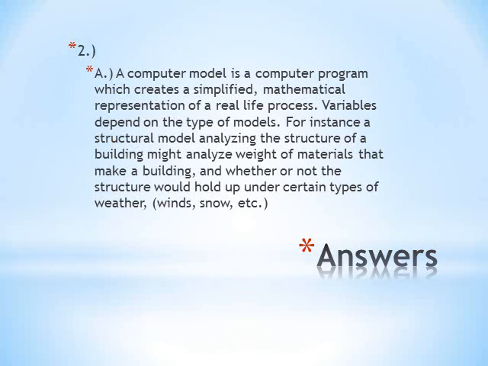Okay, so the second question, part A. Definition: a computer model is a computer program which creates a simplified mathematical representation of a real-life process. The variables depend on the type of models. For instance, a structural model analyzing the structure of a building might analyze weight of materials that make a building and whether or not the structure would hold up under certain types of weather.